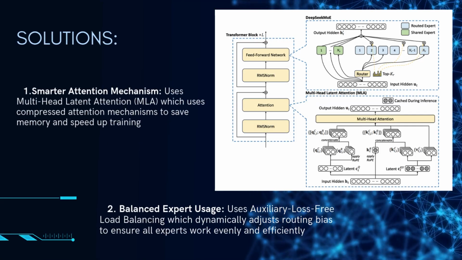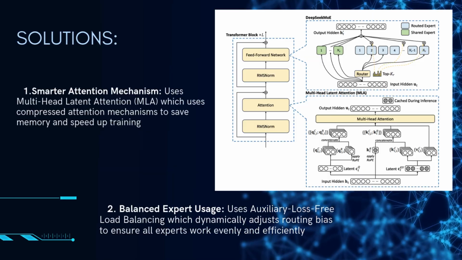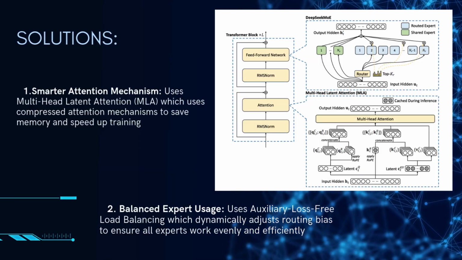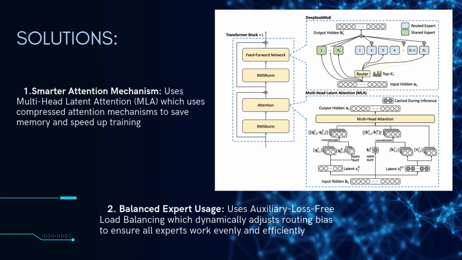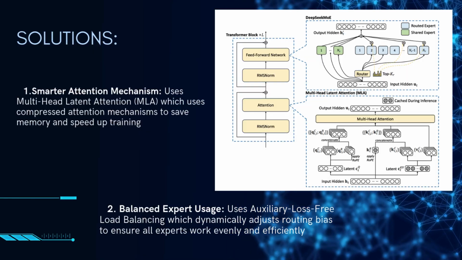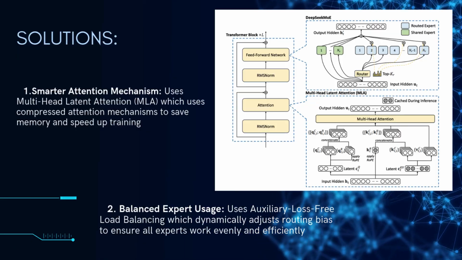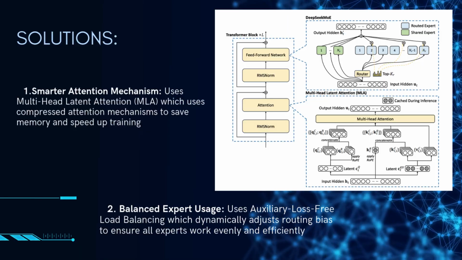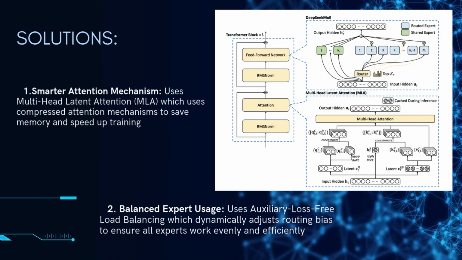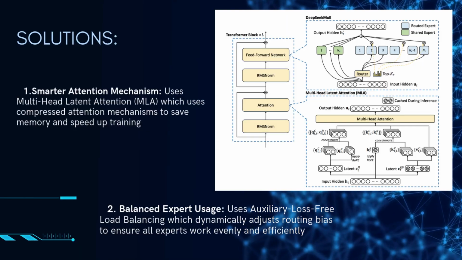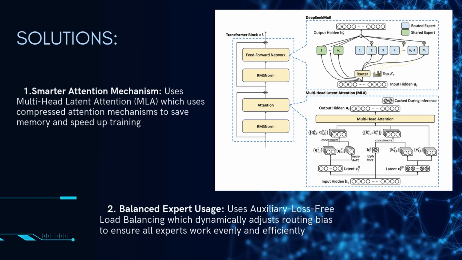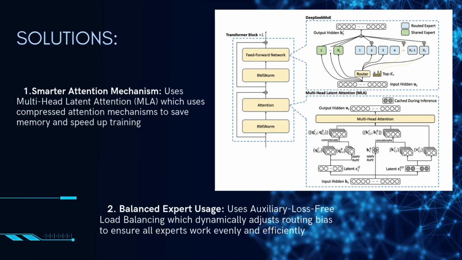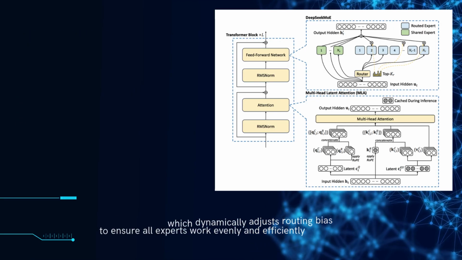Addressing these, the first thing they looked at was smarter attention mechanisms. They used multi-head latent attention, which employs compressed representations to drastically reduce memory use and speed up model calculations. Previous models used more memory intensive attention that limited scale and efficiency. Second, implementing balanced expert usage via auxiliary loss-free load balancing, which introduces a novel way to ensure all expert components of the model work evenly and efficiently, solving performance drops that older methods face due to imbalance.